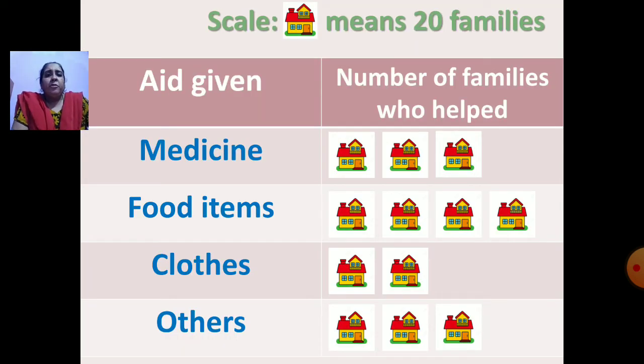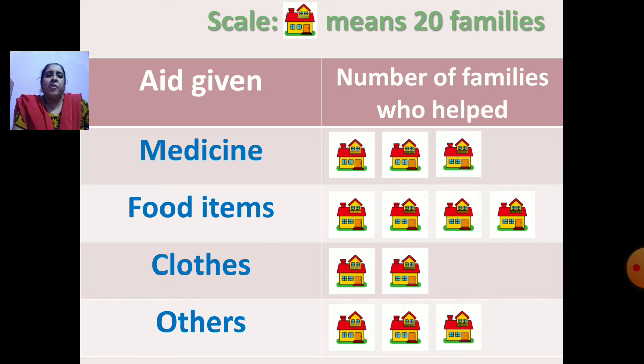Now what is given? On the left hand side, aid given, and on the right hand side, number of families who helped. And up above, what can you see? One family means how many? One house means 20 families. See the scale. You can see the shape of a house. So one house means how many families? 20 families. Now what type of aid is given to the flood affected area?